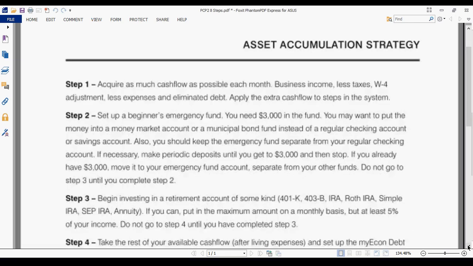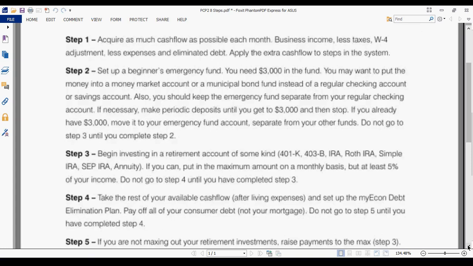Step number 3 says, begin investing in a retirement account of some kind. A 401k, 403b, IRA, Roth IRA, SIMPLE IRA, a SEP IRA, annuity. If you can, put in the maximum amount on a monthly basis, but at least 5% of your income. Do not go to step number 4 until you've completed step number 3. So if you have a 401k that's supplied by your job, now that you have your $3,000 emergency fund, it would be wise for you to put some money into your 401k.